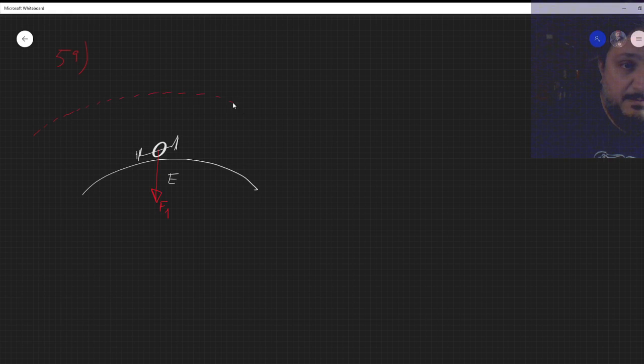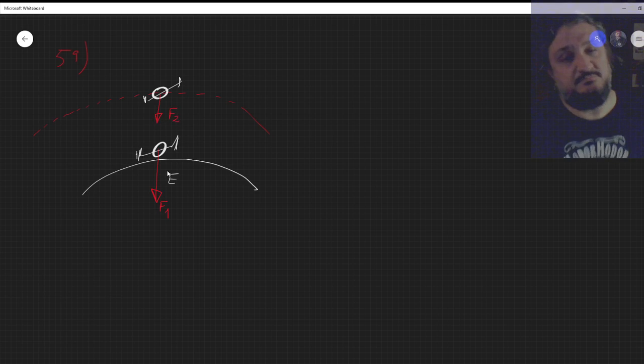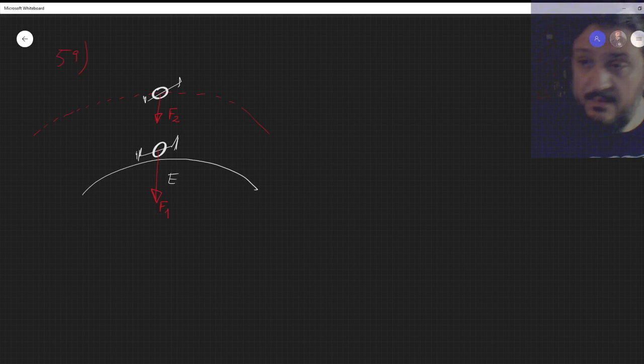And then we launch this into orbit. Here's the orbit. And same satellite. Now I have a force acting on it, which I'm going to call F2. Okay, so what is the ratio of these two forces? What is the ratio? F1 to F2. F1 over F2.